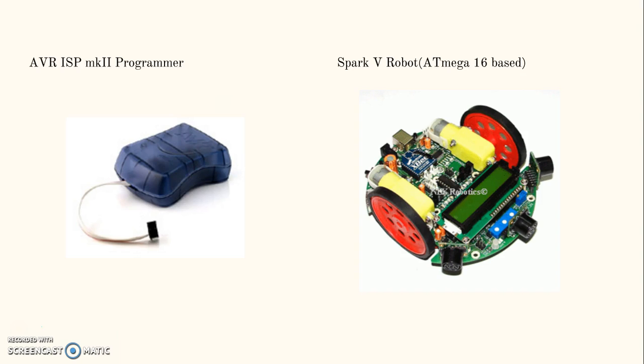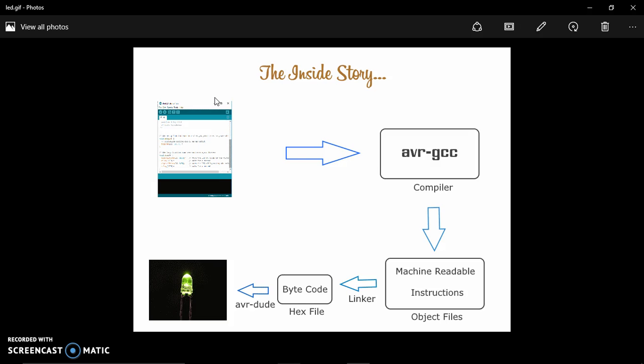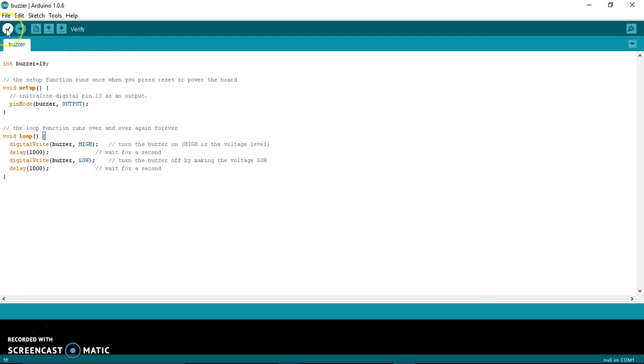So before proceeding to the software part, let's just see how the Arduino code is compiled and burned onto the microcontroller. So this is the image. As you can see, the inside story is as I have written: first of all, we write the code in the Arduino editor. Then when we hit the verify button, it is just like compiling the code or building the code in the ATMEL Studio or AVR Studio.